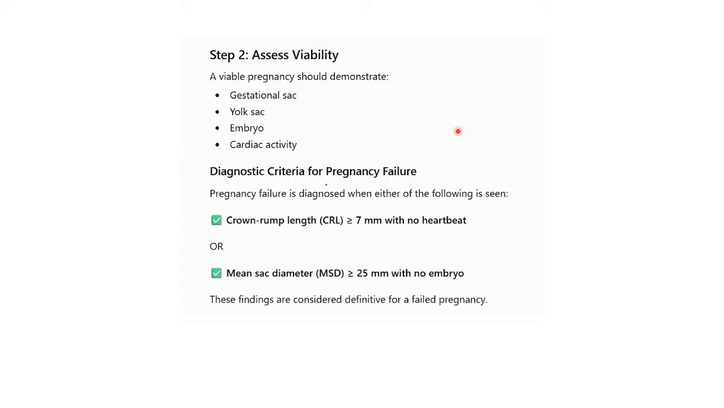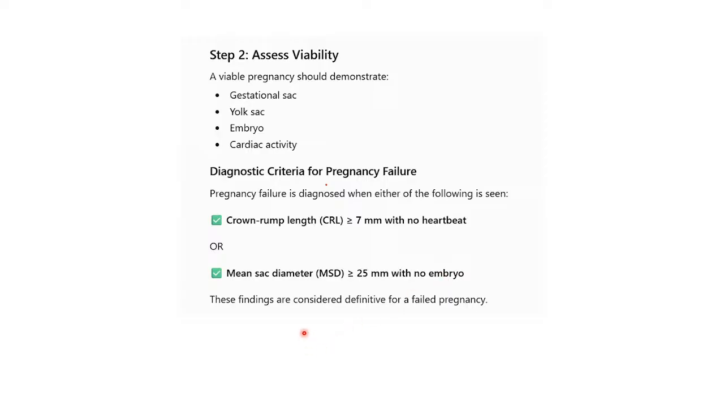Step number 2 is assessing the viability. A viable pregnancy should demonstrate a gestational sac, a yolk sac, the embryo itself, and cardiac activity. So you have to look at those things. Now, the diagnostic criteria for pregnancy failure. Pregnancy failure is diagnosed when either of the following is seen: crown rump length equal to or above 7 mm with no heartbeat. If you see that the crown rump length is equal to or above 7 mm and you can't see a heartbeat, you must now think of a pregnancy failure.